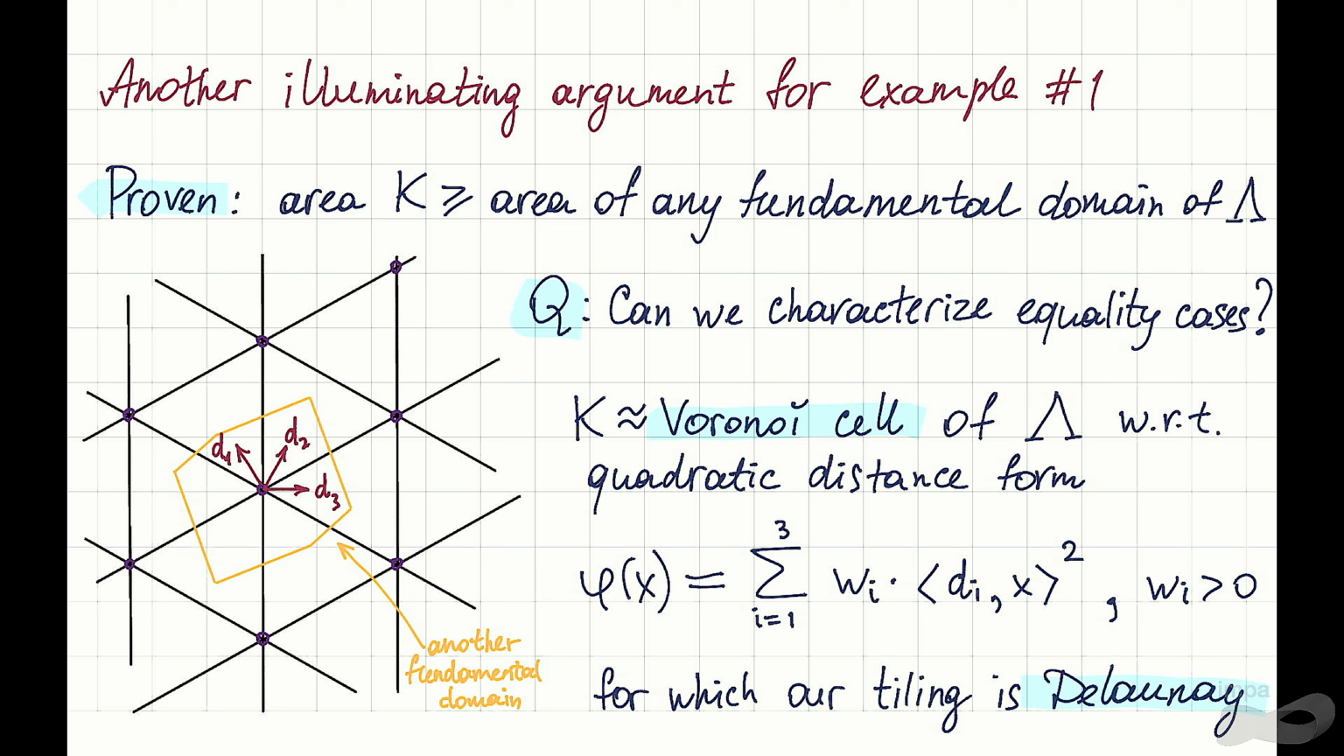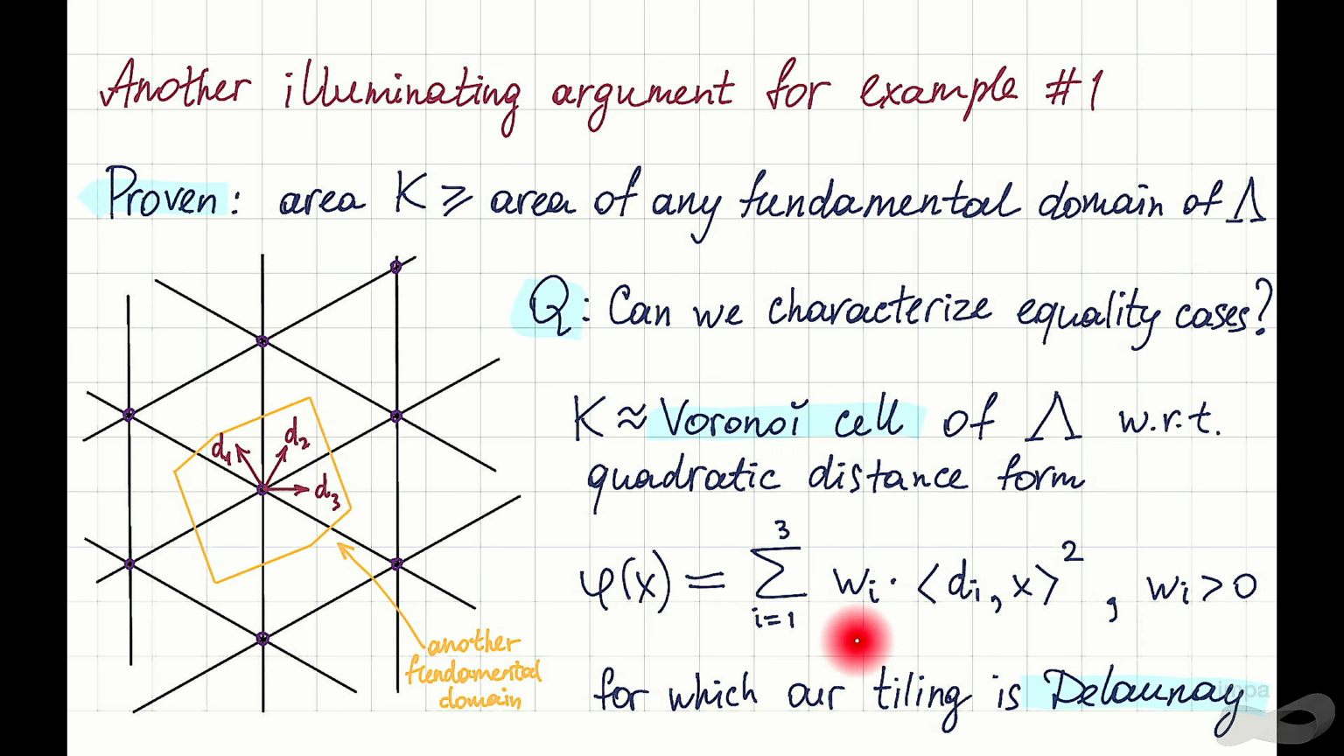these shapes. So K is more or less, in a certain sense, the Voronoi cell, I'll explain what it means in a second, of my lattice Lambda with respect to a quadratic distance form, which is written down here. So let's first take a look at this quadratic form. I have arbitrary positive numbers w_i here. And the sum is taken over three summands which correspond to three lines passing through the origin in this picture. So d_i are normal vectors to those three lines. And then I can just write down this positive quadratic form.